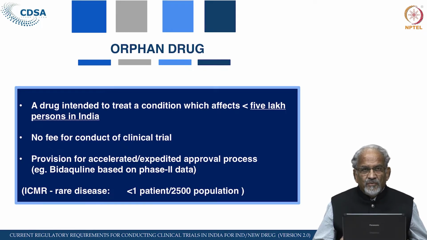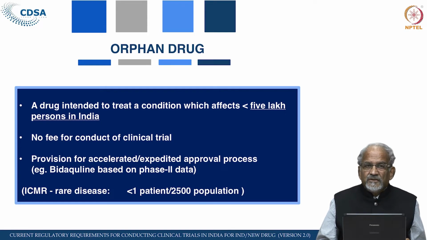The advantage, to promote drug discovery in orphan drugs, is that there is no fee for clinical trial. Also, there is a provision of an accelerated or expedited review process. An example is bedaquiline, which was given permission even after phase 2 data, because it was required for patients in India for a national problem, that is multi-drug resistant tuberculosis.